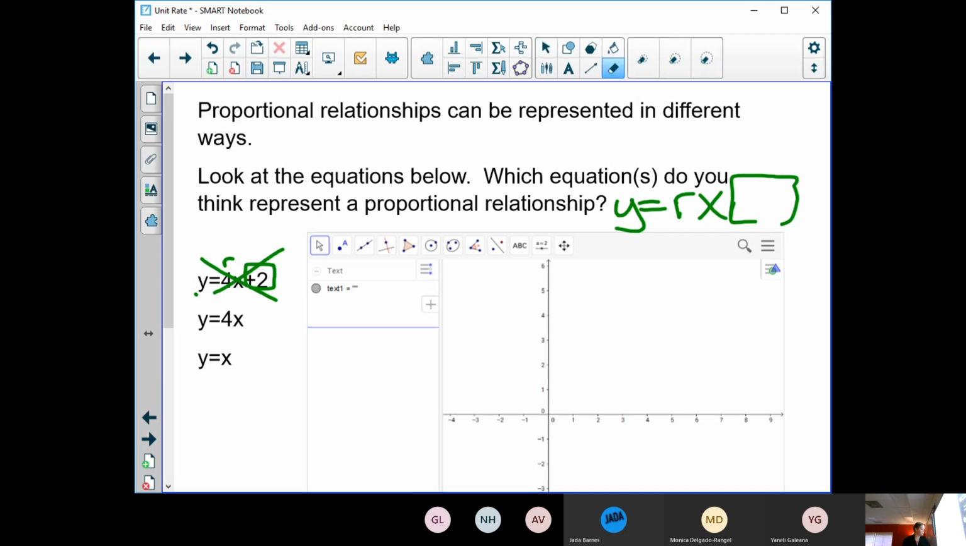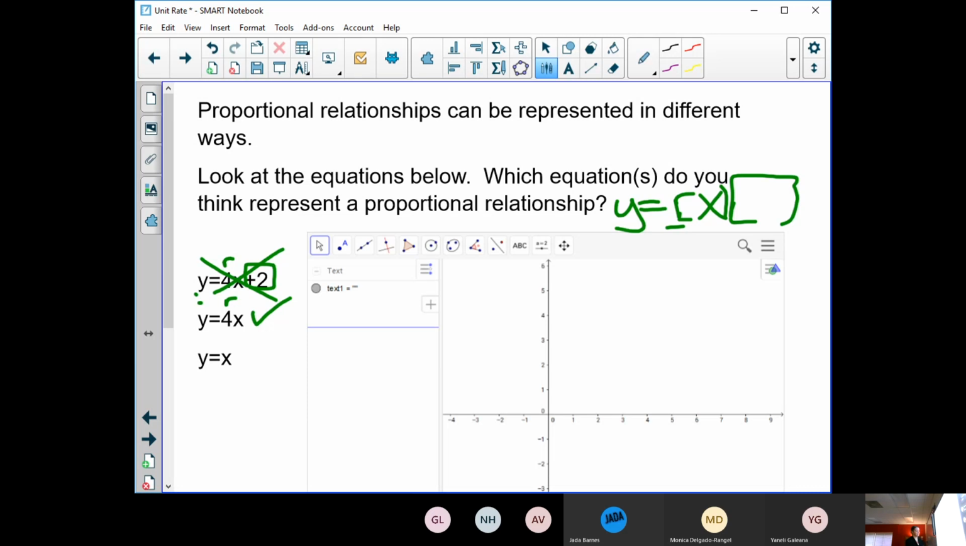All right, what about y equals 4x? We have y, we have our r, and we have x, and nothing else. Is that one going to be proportional or not proportional? Right, it is going to be proportional because it follows our y equals rx formula or form. All right, so y equals 4x is proportional.